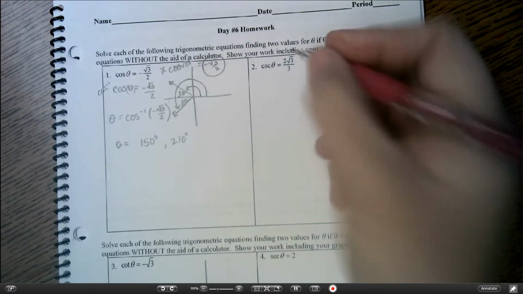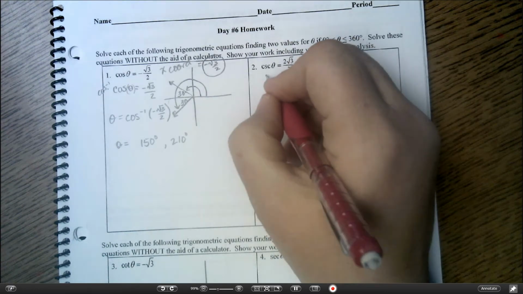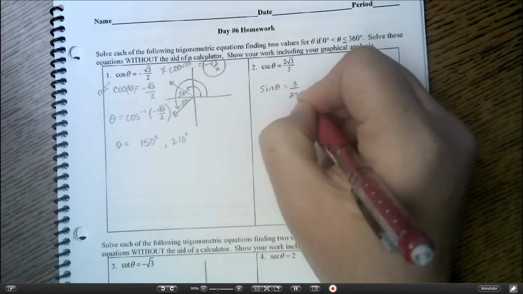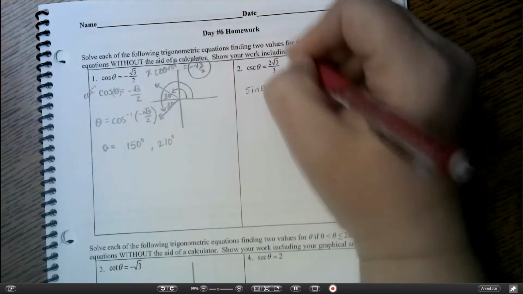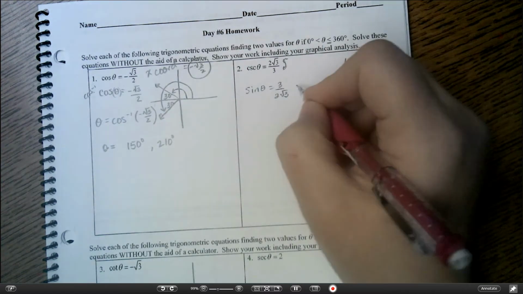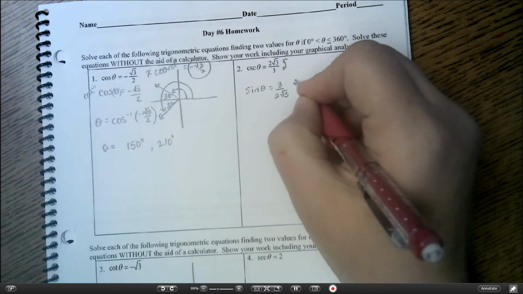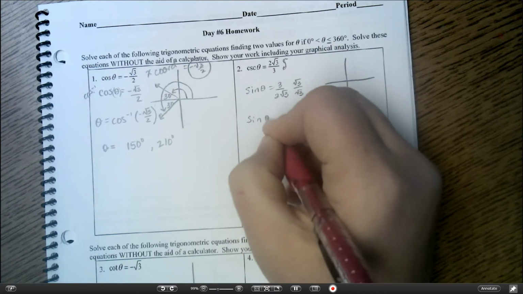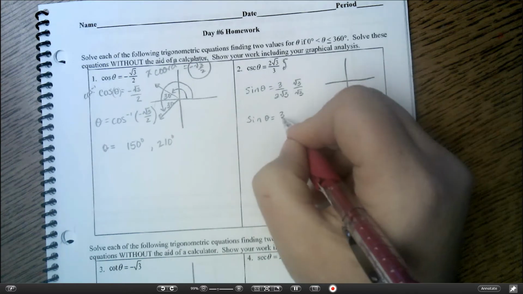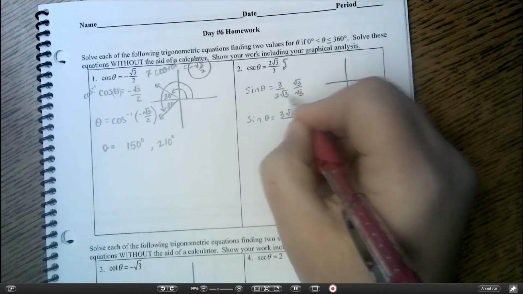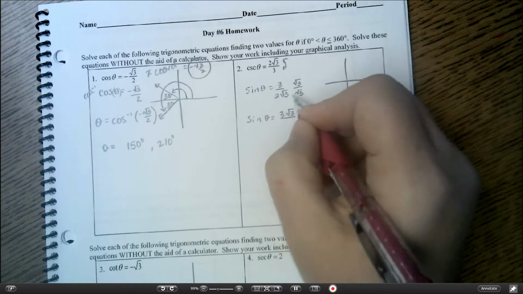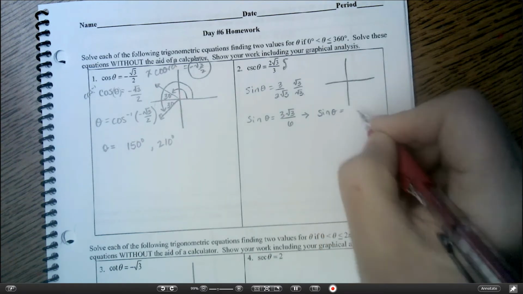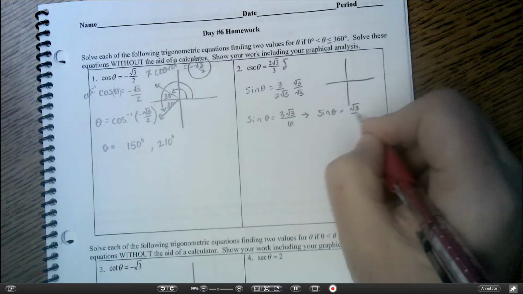All right, so cosecant. Cosecant needs to be rewritten in terms of sine. So we're going to flip it, right? So it's the reciprocal. We're going to rationalize it. So when we multiply by rad 3 over rad 3, we get sine of theta is equal to 3 rad 3 over 3. Rad 3 times rad 3 is just 3, so 3 times 2 is 6. And when we simplify that, we get sine of theta is equal to rad 3 over 2.